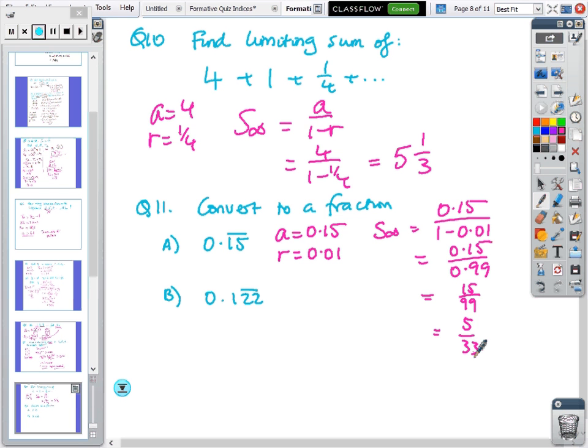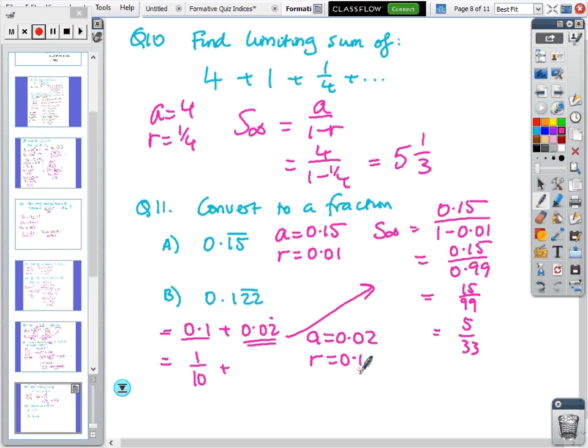With this one here, you've got 0.1 plus 0.02 repeating. The 0.1 is just 1 over 10, and you do the same method as that over there: a is 0.02, r is 0.1 because it's only one number repeating. When you do that, you'll get 2 over 90, and then when you add those together, 1/10 plus 2 90ths, you get 11 90ths.